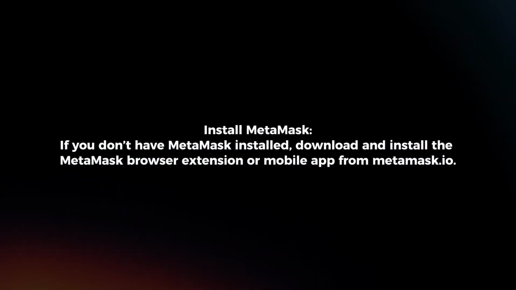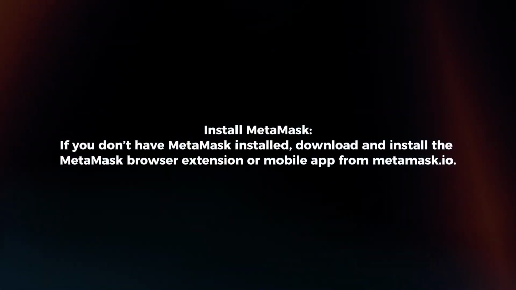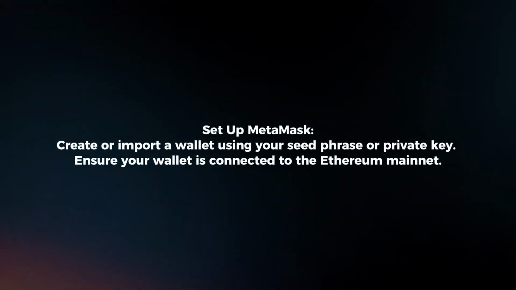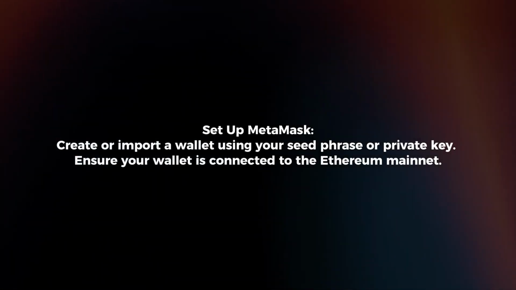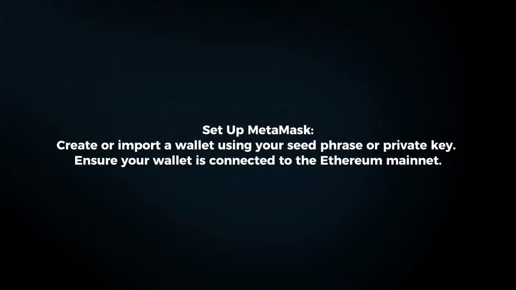Install MetaMask. If you don't have MetaMask installed, download and install the MetaMask browser extension or mobile app from metamask.io. Set up MetaMask. Create or import a wallet using your seed phrase or private key. Ensure your wallet is connected to the Ethereum mainnet.